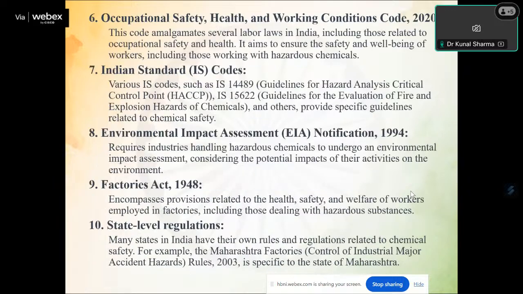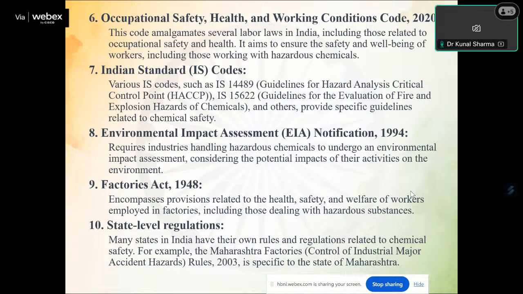Then a new code. Earlier it was the Factories Act, but right now we are on the verge of changing this Factories Act to the OSH and WC Code, that is called the Occupational Safety, Health and Working Conditions Code 2020. The code amalgamates several labor laws in India, including those related to occupational safety and health. It aims to ensure the safety and well-being of the workers, including those working with hazardous chemicals. So in this code also, we can see directly that chemicals are being used, and the code says where to use and where not.